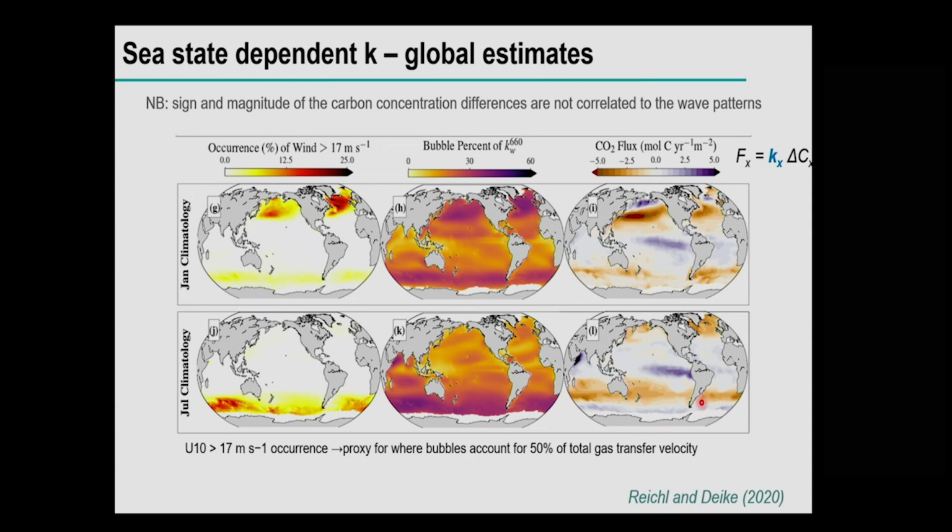And so what you see here is the picture of the global CO2 fluxes. There are regions that are highlighted where you have a clear sink of CO2, and there's also the region where you have a higher percentage of the bubble-mediated transfer, which you see here. So in the higher latitudes, you have a very strong impact of high wind events and breaking events, where you have that importance of the bubbles. And so basically, they showed in their paper that a wind speed over 17 meters a second is a good proxy for showing where the bubbles are going to be important. This is what is illustrated here.